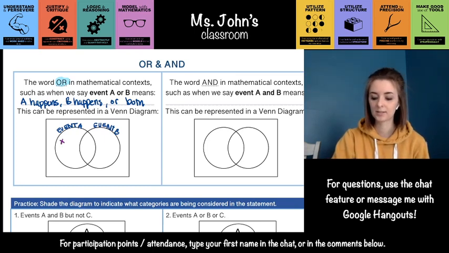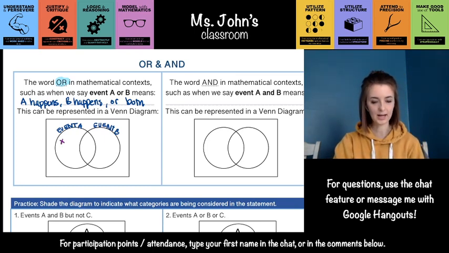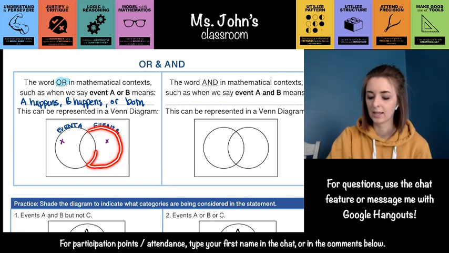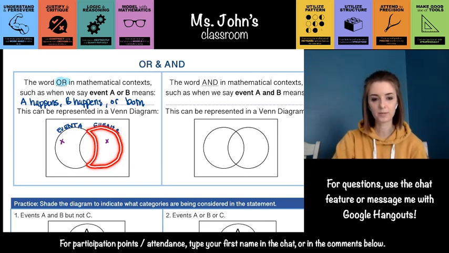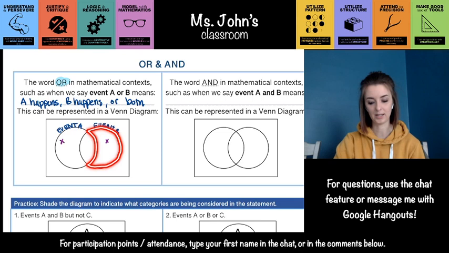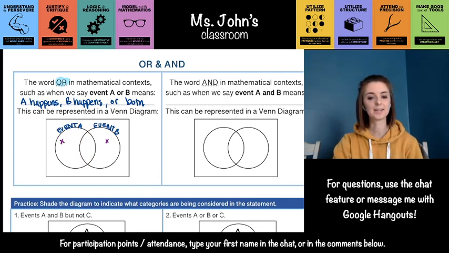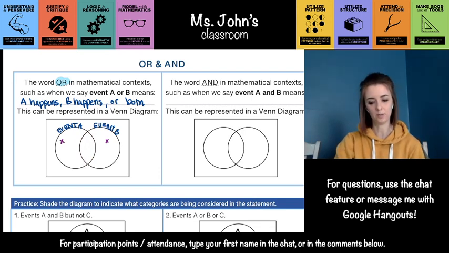In this little piece of the circle, that means that only A is happening. This portion of the Venn diagram represents only B happening. And again, this part represents only A happening. This almond shape in the middle is when both A and B happen.